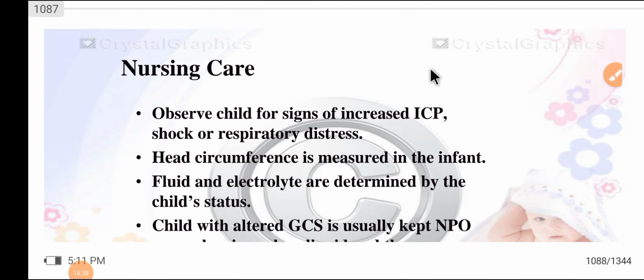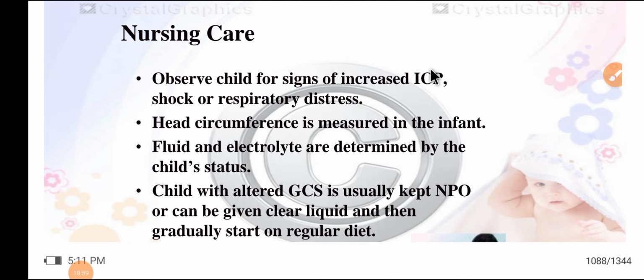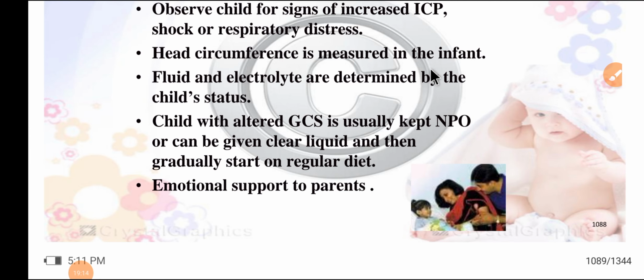Nursing care: observe child for signs of increased ICP, intracranial pressure, shock or respiratory distress. Head circumference is measured in the infant. Fluid and electrolytes are determined by the child's status. A child with altered GCS is usually kept NPO, nothing per oral, or can be given clear liquid and then gradually started on a regular diet. Emotional support to parents.